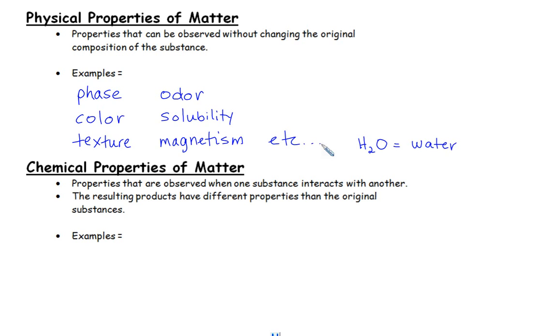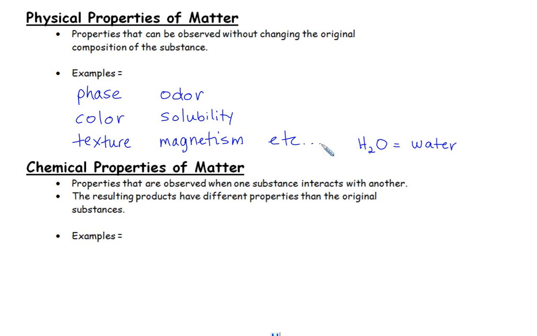I can look at a sample of, I don't know, copper, and I can observe its color. I can observe its texture. I can smell a sample of sulfur. I can put salt in water, and I can observe its solubility. Does it dissolve in water? Now here's kind of a tricky one, because sometimes people don't really know where to put solubility. Well, think about it: if I dissolve salt in water, can I get the original salt back without changing its structure?